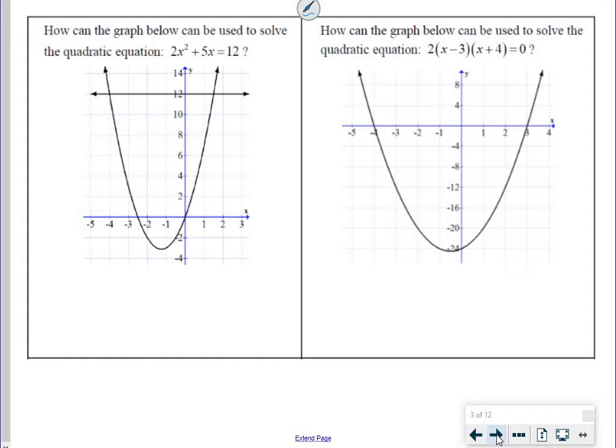So, next page, how can the graph below be used to solve the quadratic equation 2x squared plus 5x equals 12. So to start, notice 12 is a horizontal line at y equals 12. So if we put in our graphing calculators y1 equals 12, that would give us a horizontal line. If I were to do the left side of this equation, so if I were to put that in for y2, I would get a parabola that matches the one in the picture here. So it would look like that.